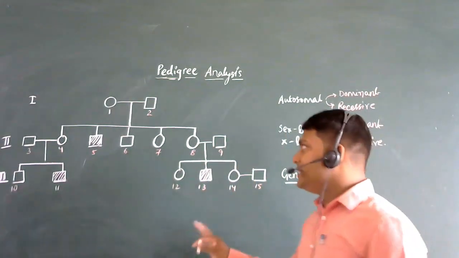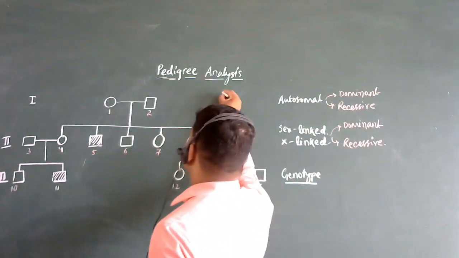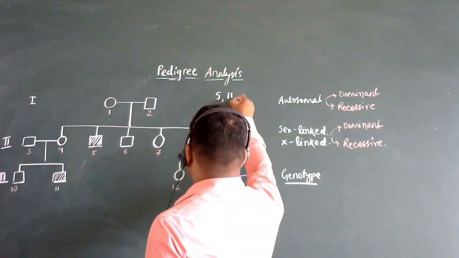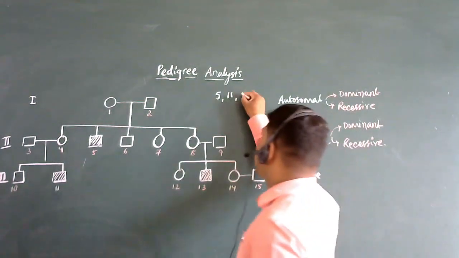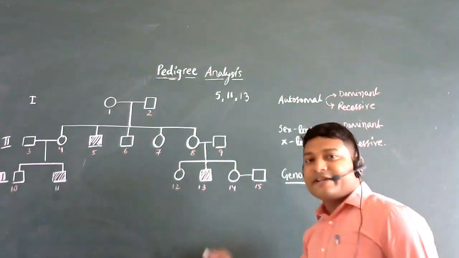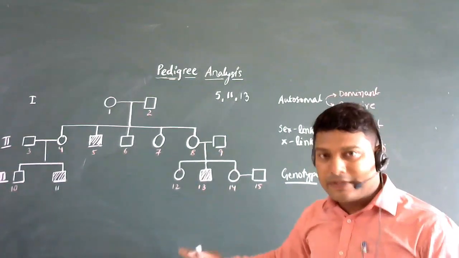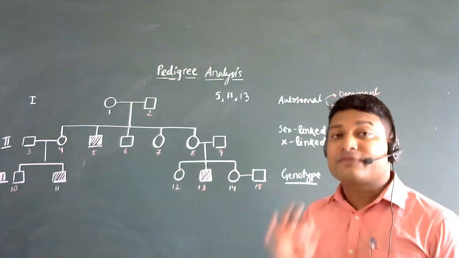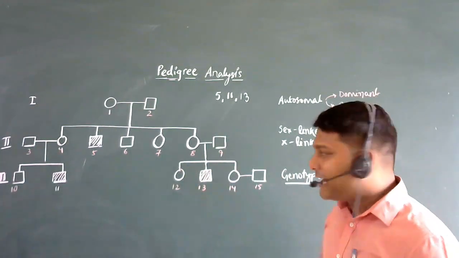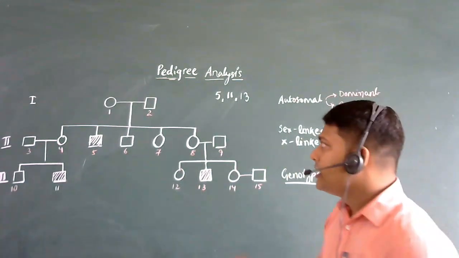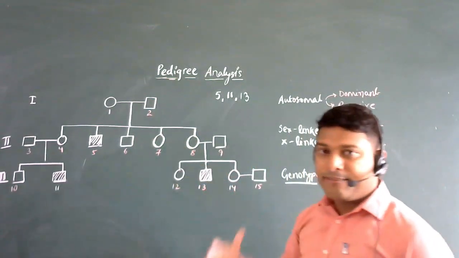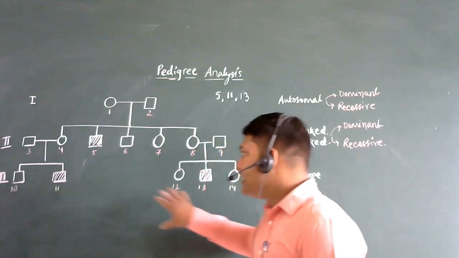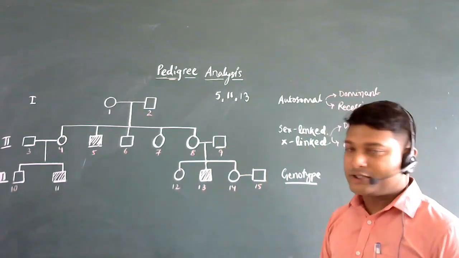Out of all of these, I see individual 5, individual 11 and individual 13 who are affected. Whatever the trait might be, we do not know. Whatever the pattern of inheritance, we do not know as of now. But our job is to identify that. So first, what am I going to do? I will look at the entire pedigree chart and identify where we have affected individuals.